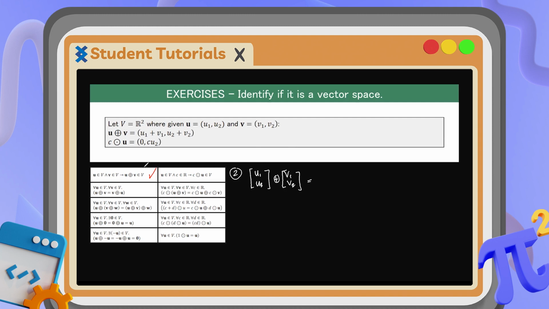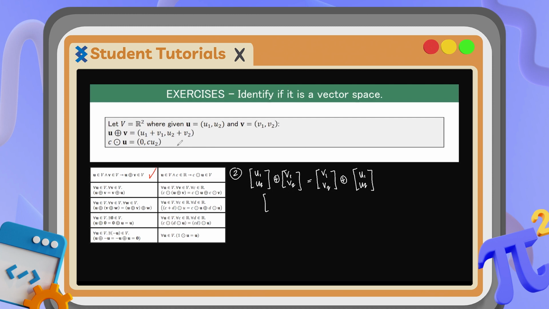And then, we want to also investigate the other side, which is V plus U, since we want to determine if doing it the other way around should also give us the same answer. So V1, V2 first, and then U1, U2. So let's try to answer this.